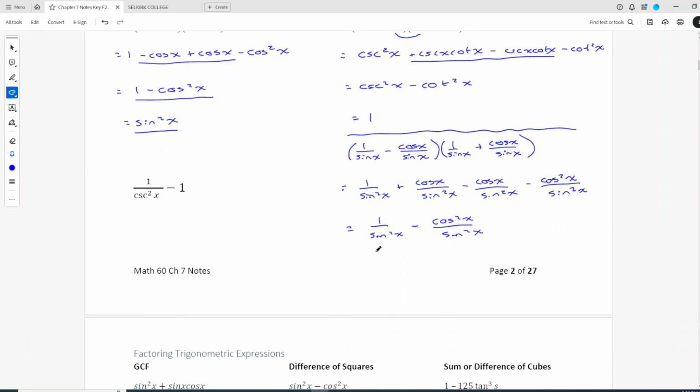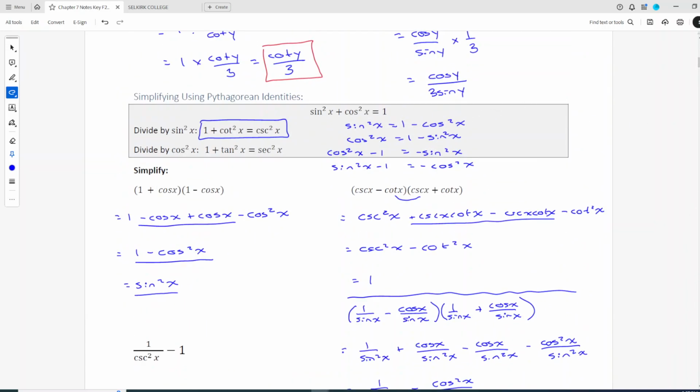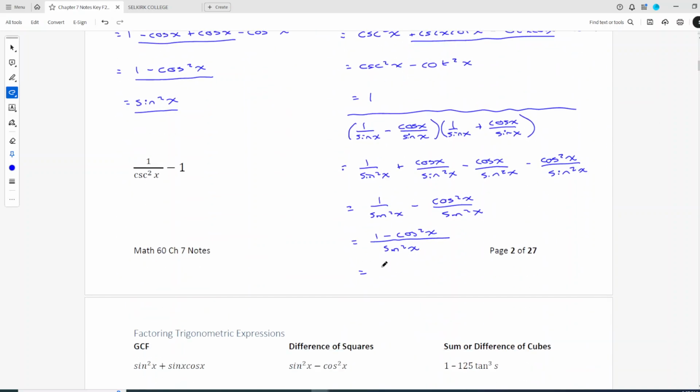Or something that we're going to do in a little bit, just to wow you, is that these have common denominators. So I could say that this is a sine squared x on the bottom, and on the top I'd have 1 minus cos squared x. And then again, when I see a 1 and a squared trig function, I always think Pythagorean identity. So we've already seen this one, but 1 minus cos squared x is equal to sine squared x. So I'm going to replace this with sine squared x over sine squared x, and then I get 1. So regardless, my answer is 1, but it was two different ways of getting there.